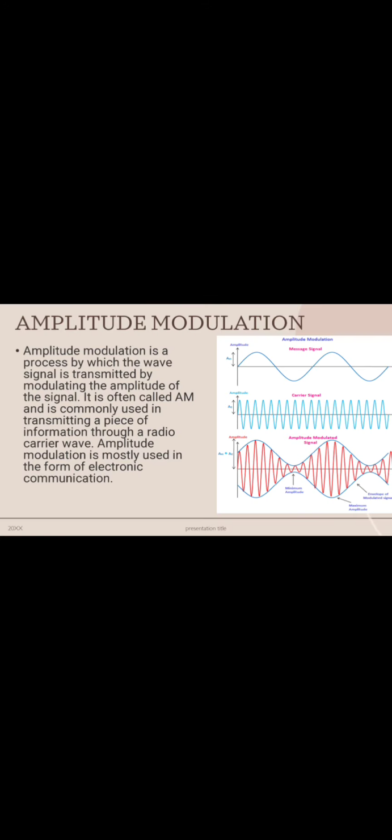Then let us discuss amplitude modulation. Amplitude modulation is a process by which the wave signal is transmitted by modulating the amplitude of the signal. It is often called AM and it is commonly used in transmitting a piece of information through a radio carrier wave. Amplitude modulation is mostly used in the form of electronic communication.